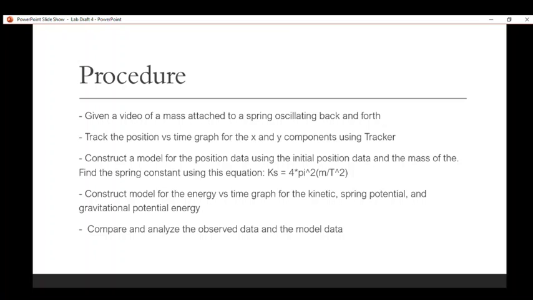And then from that, we can find the initial conditions to plug into our model that will model the oscillation using kinetic energy, spring potential, and gravitational potential. And then we need to compare and analyze the observed data and the model data.